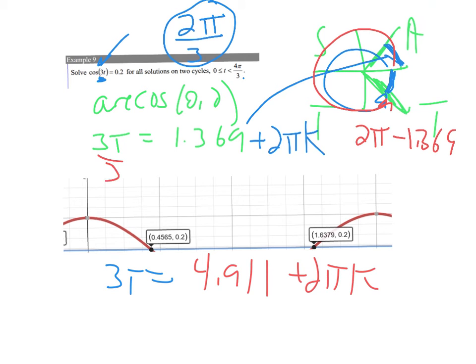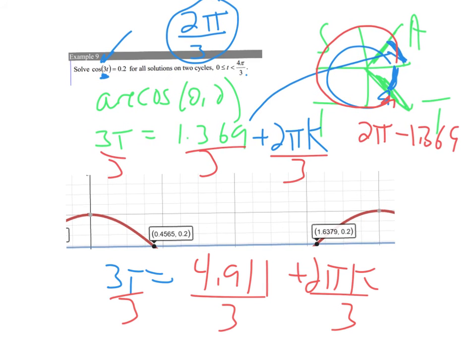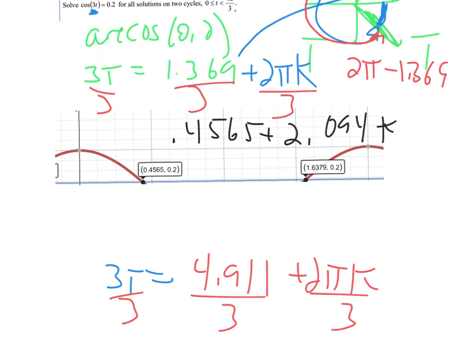And then we're going to divide by 3. So let's see, what is that number divided by 3? This is 0.4565 plus, let's see, what's 2 pi divided by 3? Since it's okay to have decimals, let's do that. 2 times pi is 6.28, divided by 3 is 2.094 k.